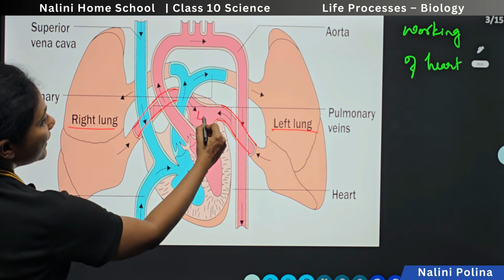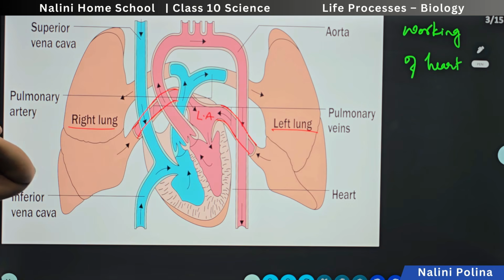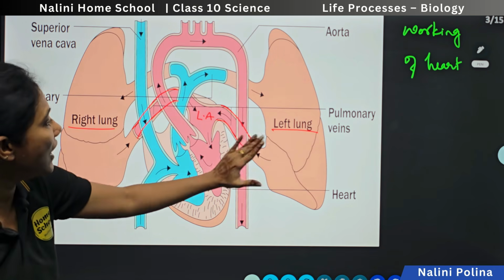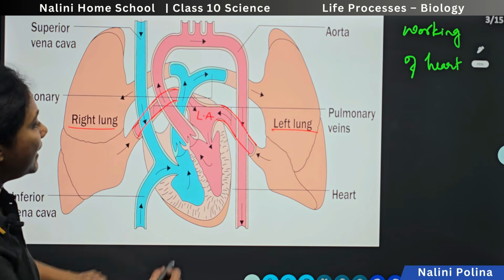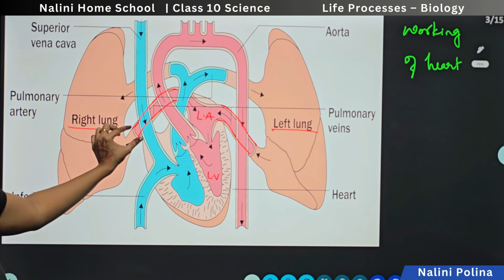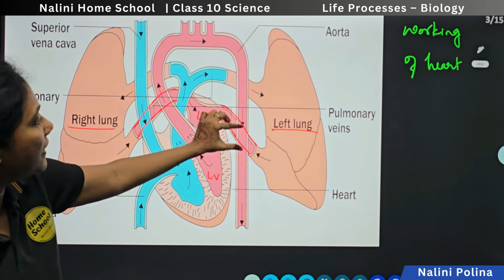They are connected to the left atrium. This is the upper chamber of the heart, right? So this is the lower chamber of the heart, left side of the heart. So this is left atrium and this is left ventricle, isn't it? See, from the pulmonary veins, okay, so these guys are pulmonary veins.